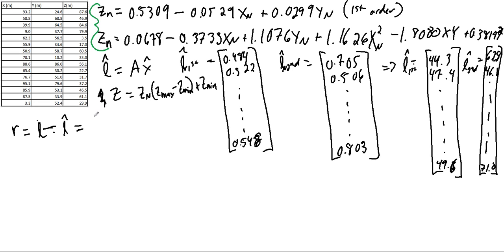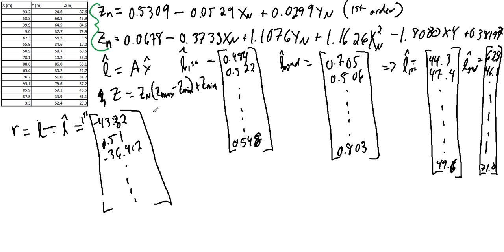So my residuals are really, really big in this case. My first order is like negative 43.32. My next one is 0.51, so that sounds not so bad. Negative 36.417, all the way down. Okay. My second order is also quite large. I have 24.8, 0.82, 32.6, all the way down. Okay, so there's my residuals.